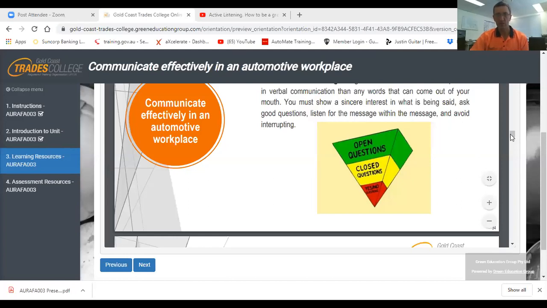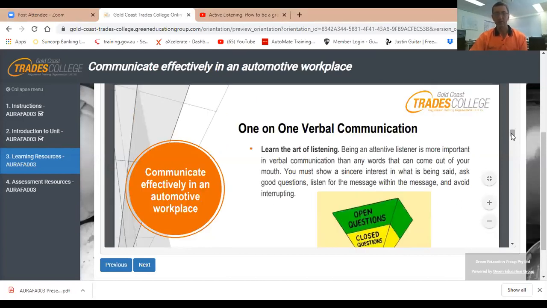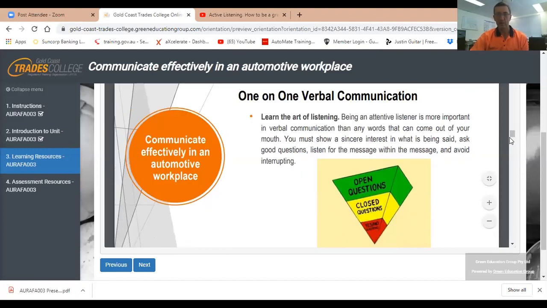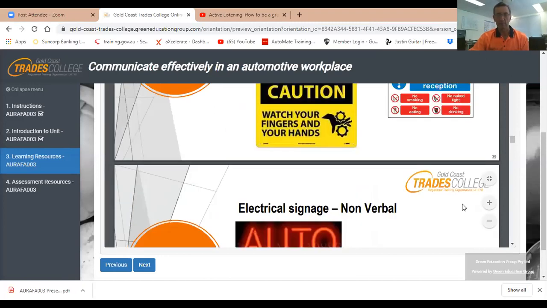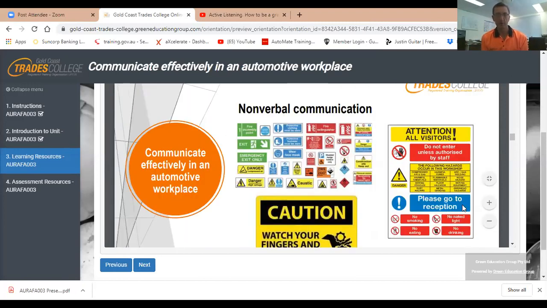We've been talking about communication, verbal communication, one-on-one communication. A little bit more now as we move through the presentation, non-verbal communication. A lot of communication is non-verbal. Non-verbal communication in a workshop quite often takes the form of signage. There's a whole bunch of signs out there that communicate to you and those that are reading that sign in a non-verbal way. Attention and danger and things like information signs, like those green signs over here, emergency exits, they're all non-verbal communication and they all have their place in an automotive workplace.